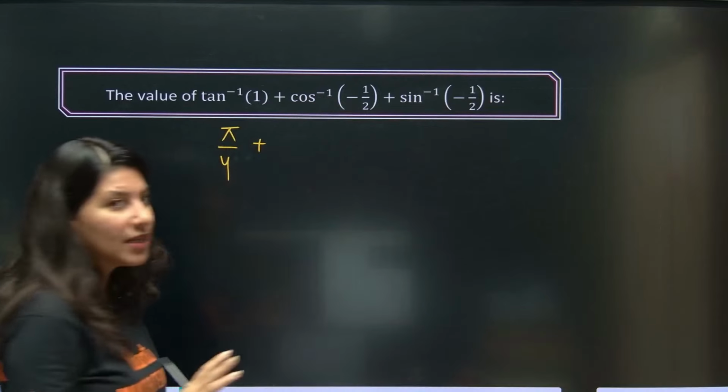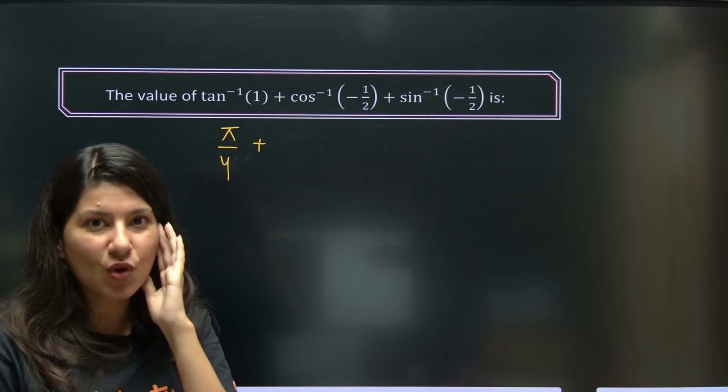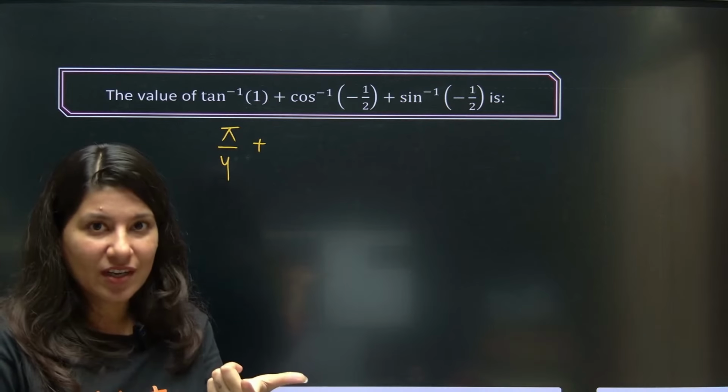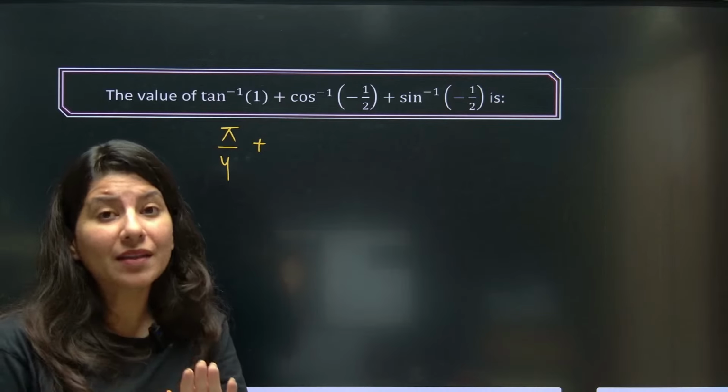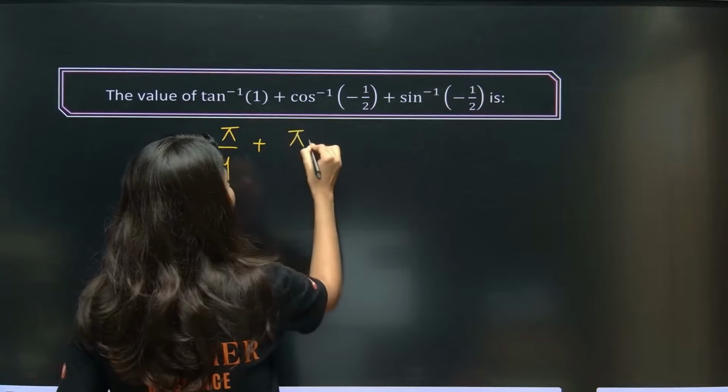Ma'am, you told us that cos inverse positive will be in first quadrant. So suppose half, so cos 60 degree, ma'am, pi by 3. Cos pi by 3 is half. But negative sign, so this is pi minus pi by 3.